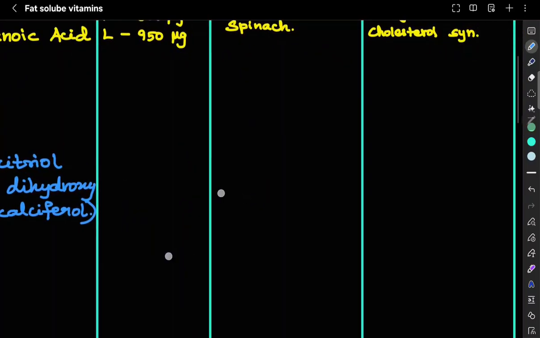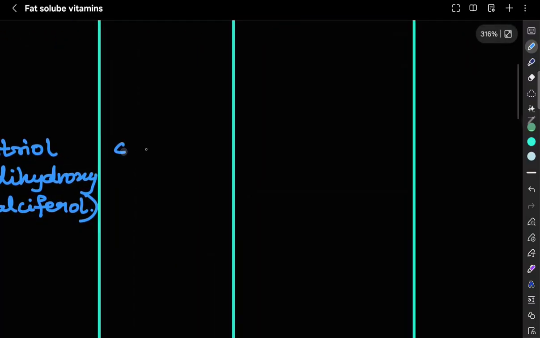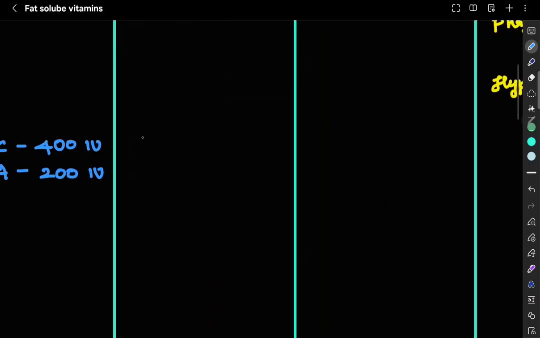In children, 400 international units are required. That is more vitamin D. Whereas in adults, only half of it is required. That is 200 only is required. So remember this. Obviously, vitamin D everyone knows. The source is sunlight. And we also get vitamin D from seafood and egg yolk.